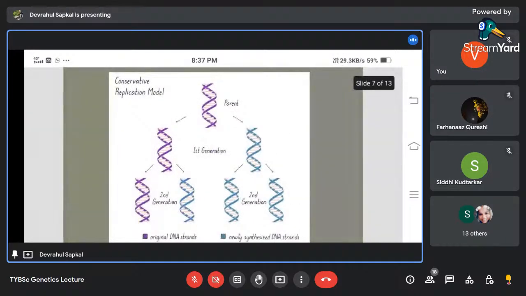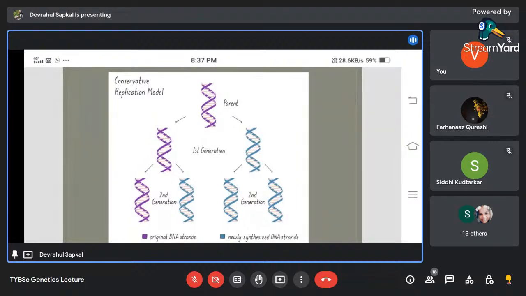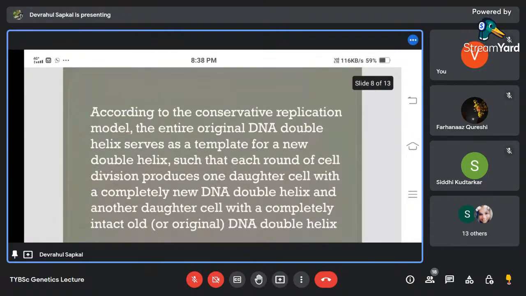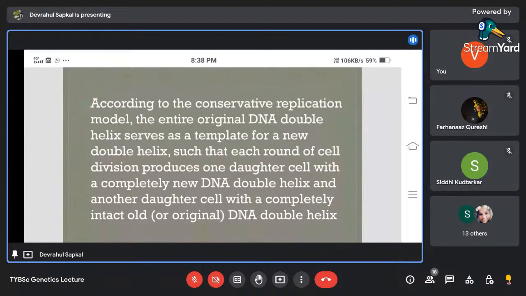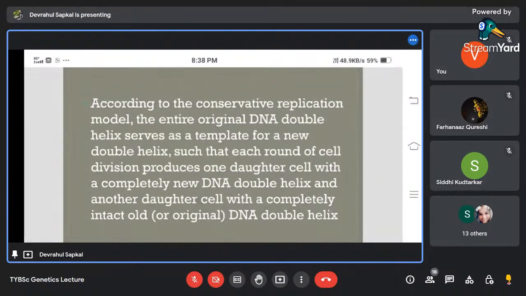So as you can see, parental DNA, while getting replicated in the first generation, has one molecule totally identical to the parental, and the second molecule totally newly synthesized. According to the conservative replication model, the entire original DNA double helix serves as a template for a new double helix, such that each round of cell division produces one daughter cell with a complementary new DNA double helix and another daughter cell with a complementary intact old or original DNA double helix.